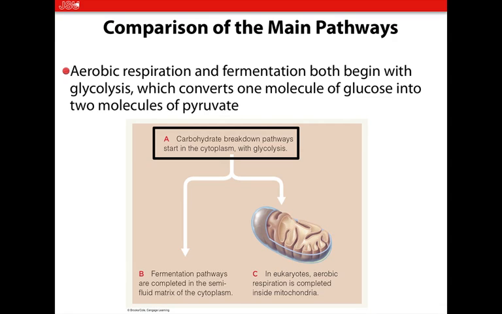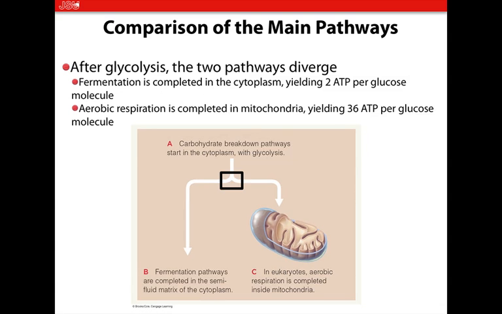Now, aerobic respiration or fermentation, anaerobic respiration, both begin with the breakdown of glucose in a process called glycolysis. It's going to take one glucose molecule. You're going to put some ATP in it, and you're going to get some ATP out. At the end of the day, you're going to get two pyruvate molecules. Now this pyruvate molecule has a choice. It can continue to aerobic respiration or it can go to fermentation, anaerobic respiration.